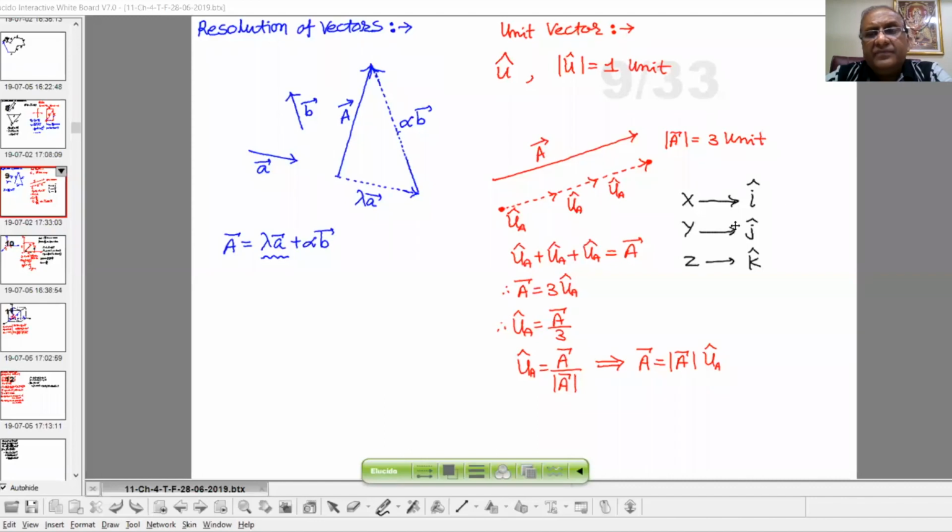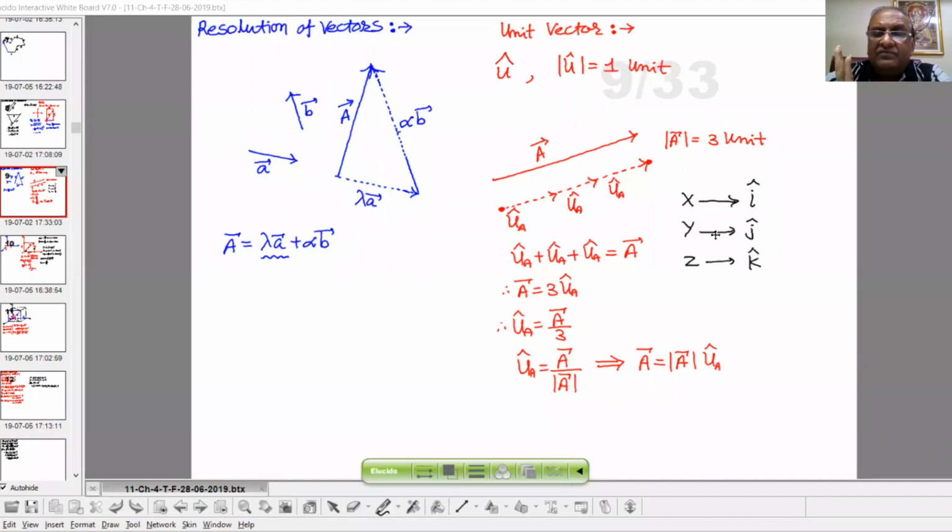Now for x-axis, y-axis and z-axis, the unit vectors are represented as i caret, j caret and k caret respectively. These symbols will never change. Compulsorily, we have to use these symbols for the respective axis. The unit vector of x-axis is always represented by small i caret.